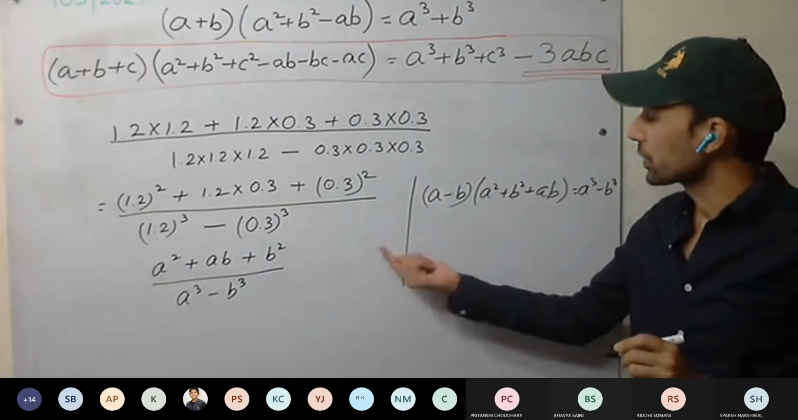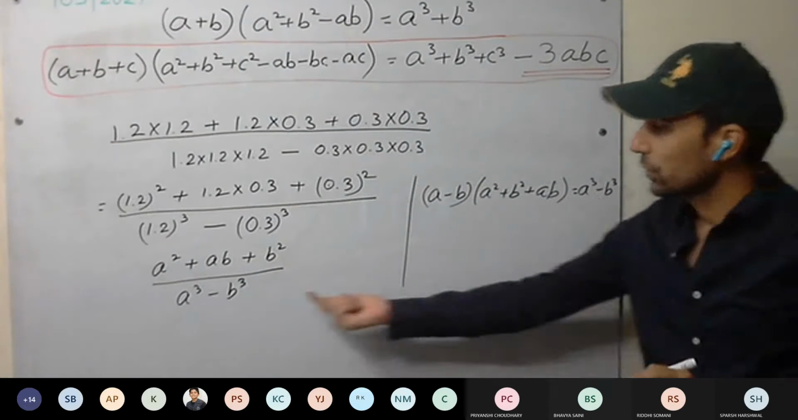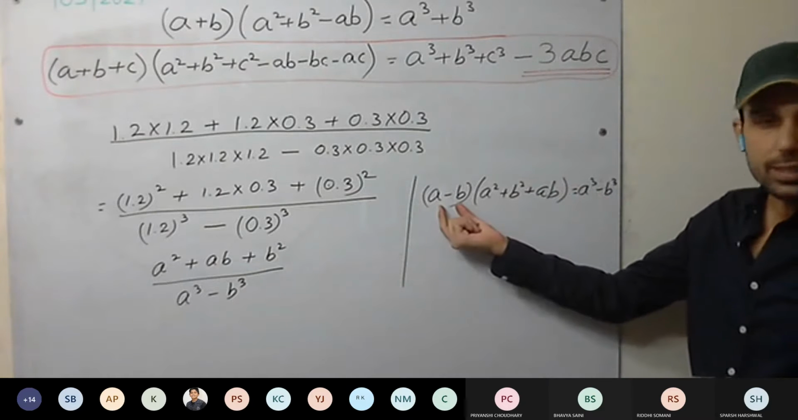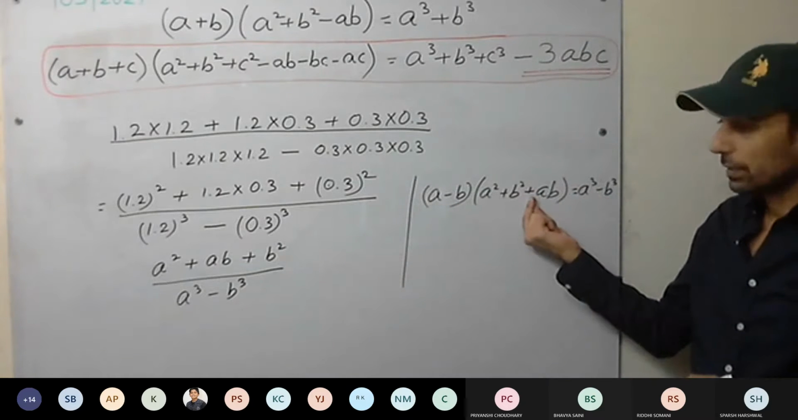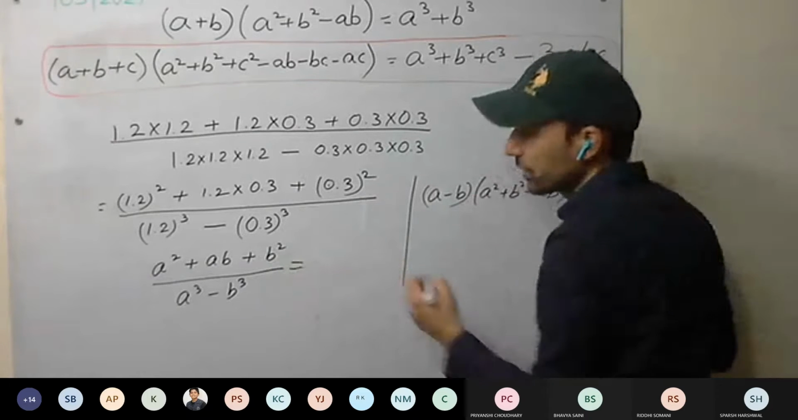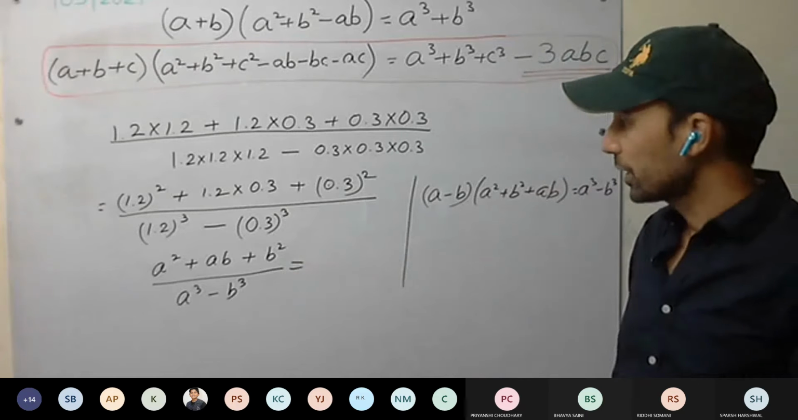Here, which equation are we going to use? Because we have a cube minus b cube. For a cube minus b cube, here it will be a minus b, and here plus. They have the same sign. So what will its answer be? What will be the result?